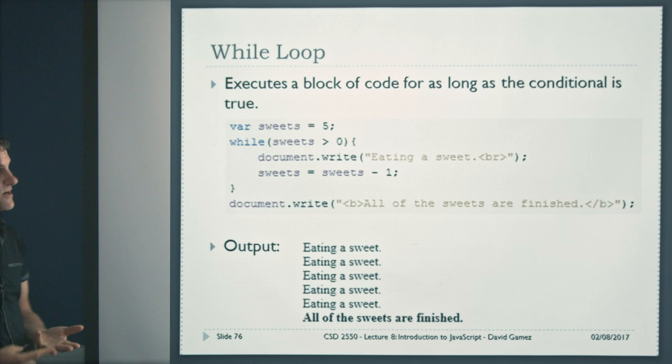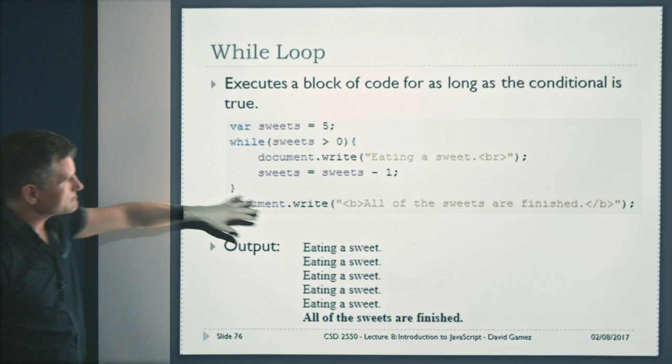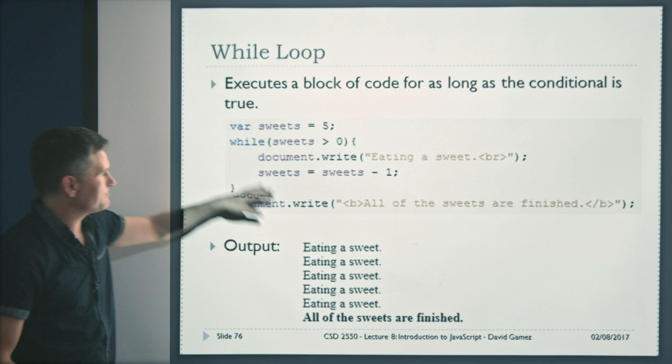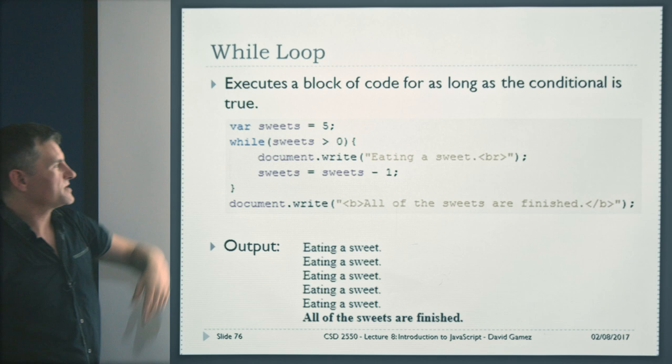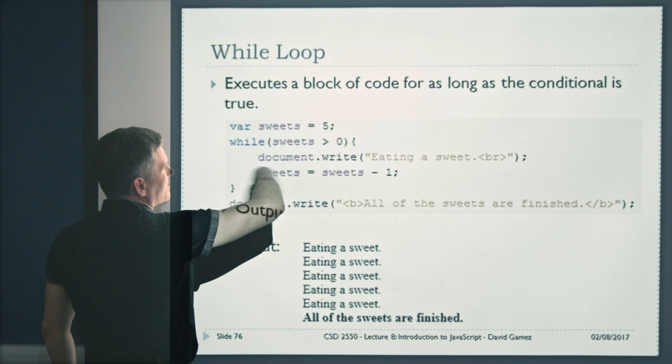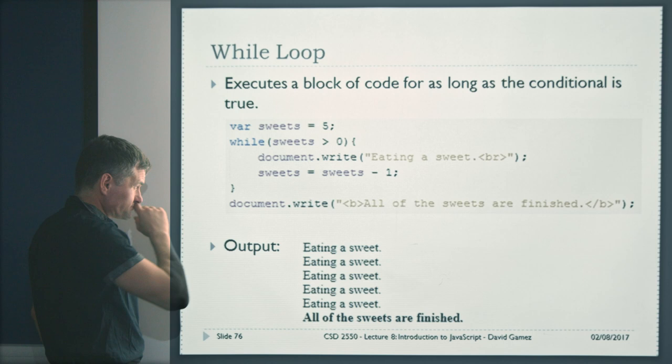So the while loop: we execute this bit of code within the curly braces of the while loop for as long as the conditional in the while loop is true. In this case, we're initializing the variable sweets to 5, and we're going to keep doing this for as long as sweets is greater than 0. Each iteration of the loop, we're going to write eating a sweet, and then we're going to decrease the sweets variable.